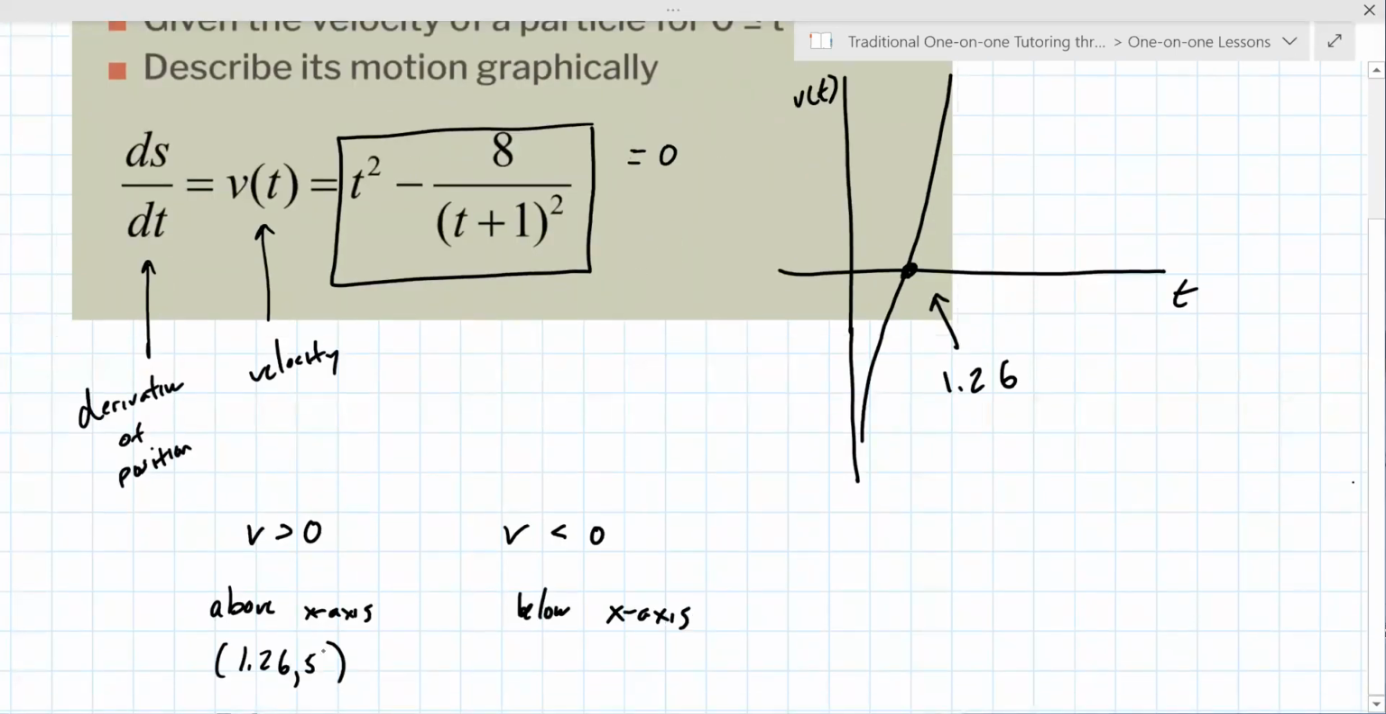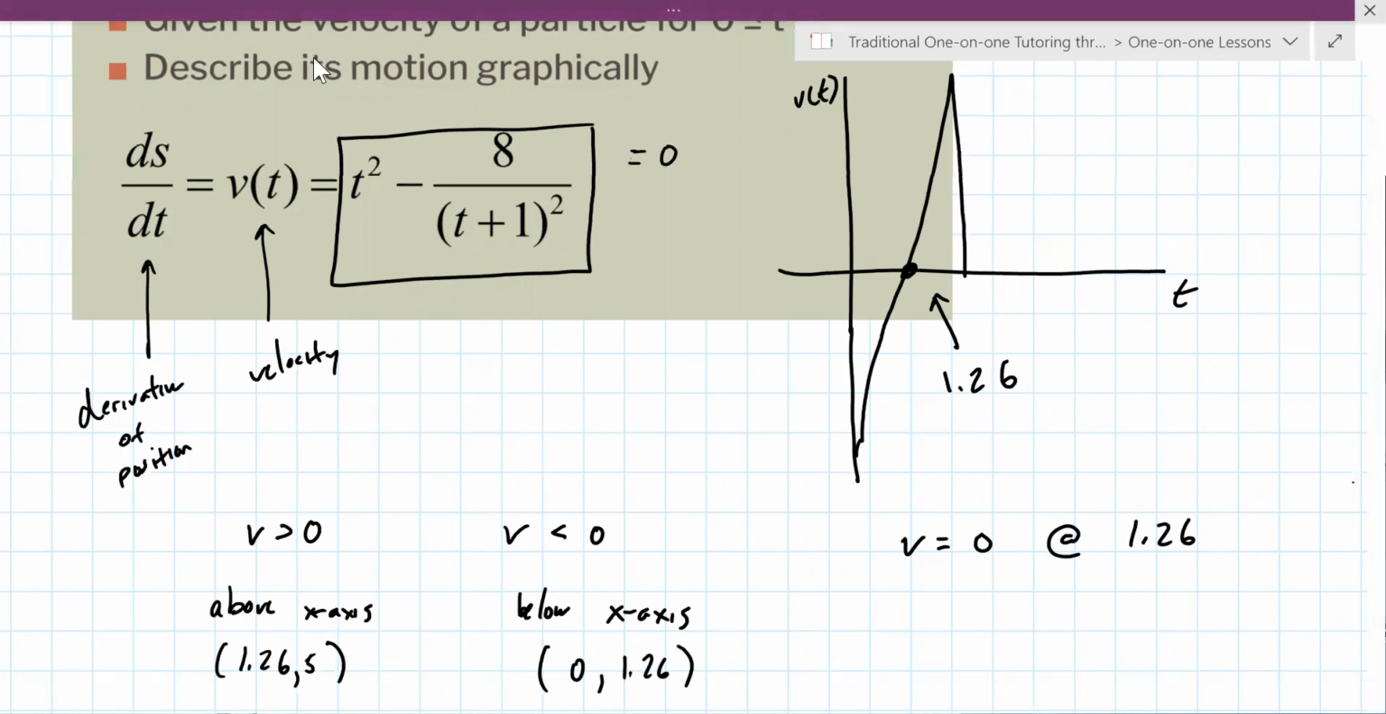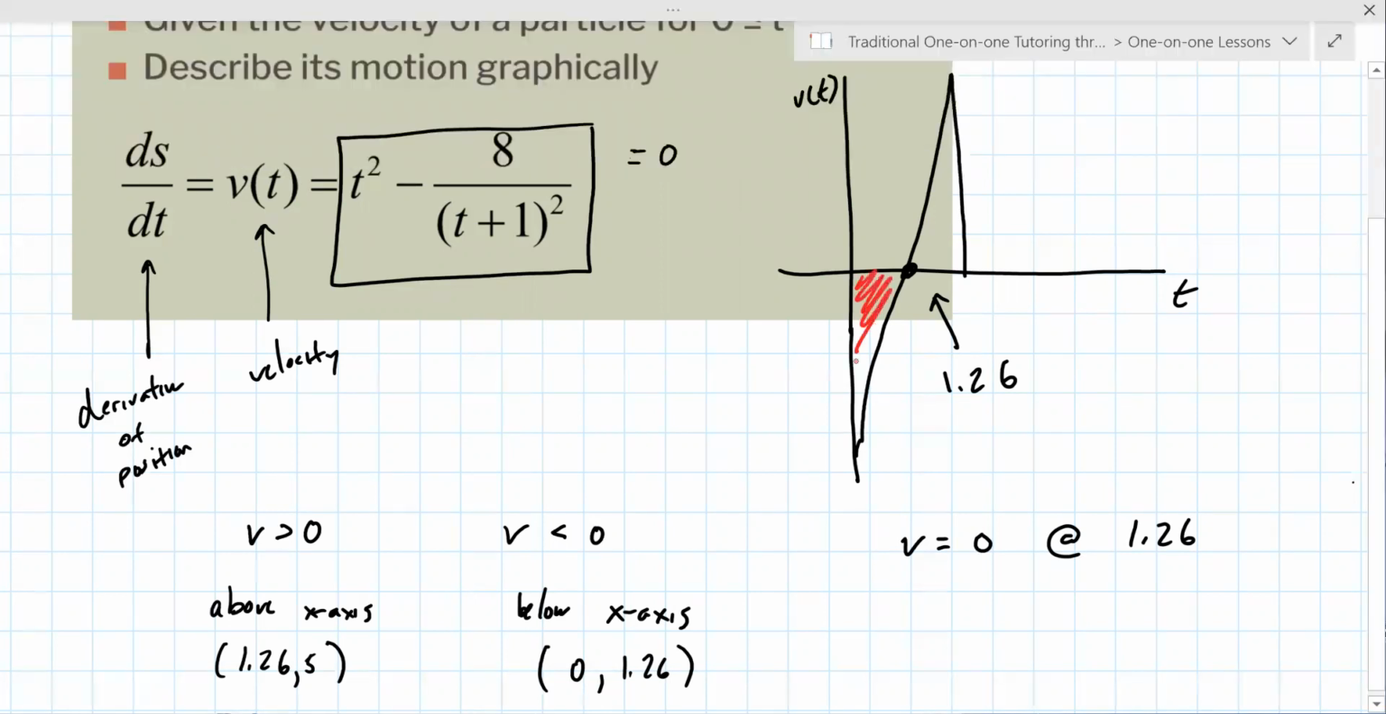Actually, it's an open one here. Below the x-axis is from 0 to 1.26. And then the only place where velocity equals 0 is at 1.26. Now, if I were to create some shapes and regions and fill them in, I'm going to fill in the first one with red, and then the other one with green.